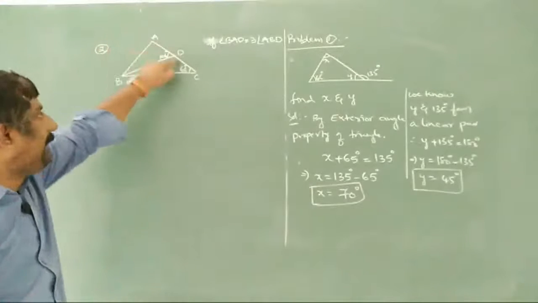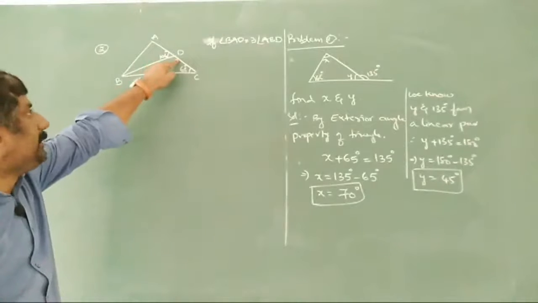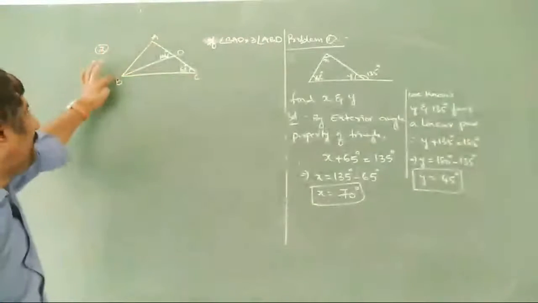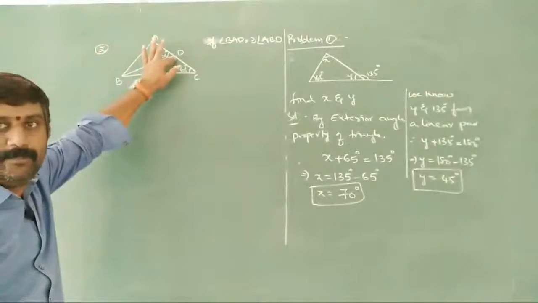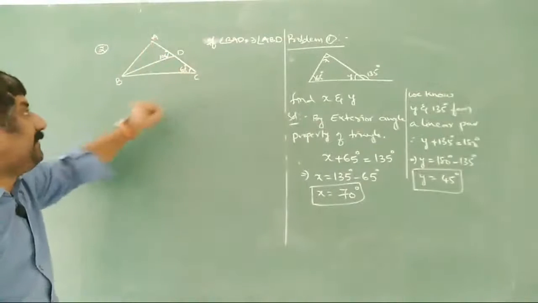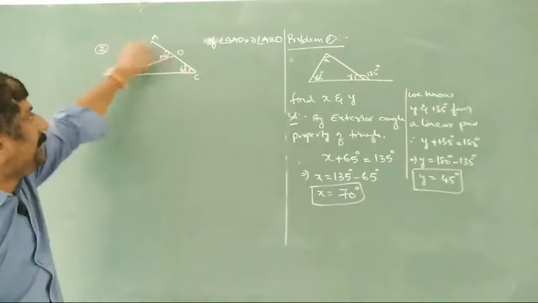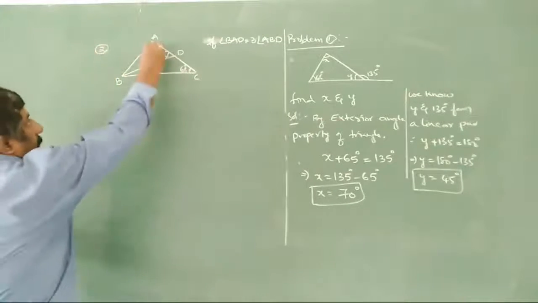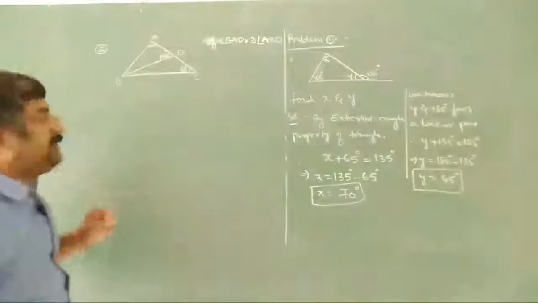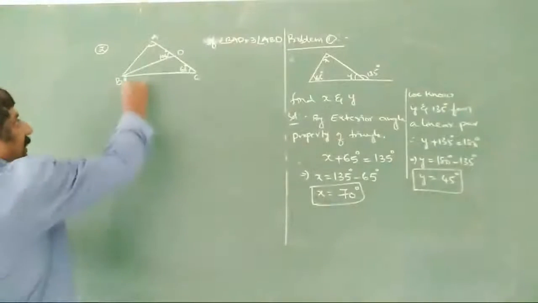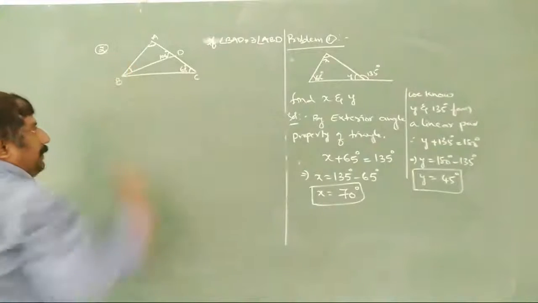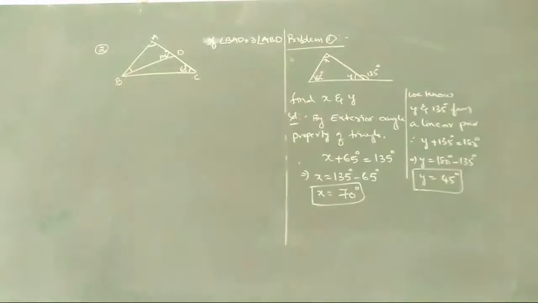Okay, if BAD is equal to 3 times ABD. Observe here, what is given? BAD is this angle, 3 times of ABD, this angle. Now, what do we have to find here? Angle CDB.